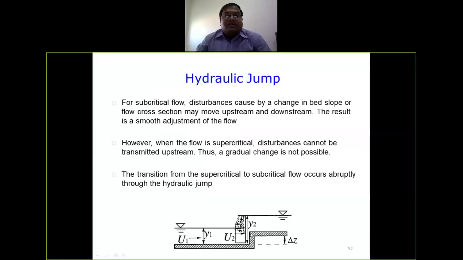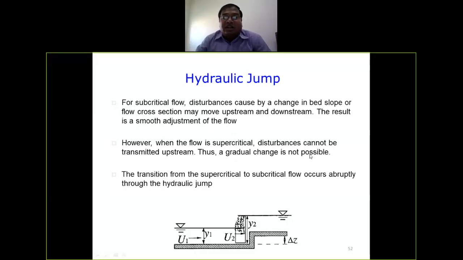So for subcritical flow, disturbance caused by a change in the bed slope or flow cross section may move upstream and downstream, and the result is a smooth adjustment of the flow. However, when the flow is supercritical, disturbances cannot be transmitted upstream, and thus a gradual change is not possible.